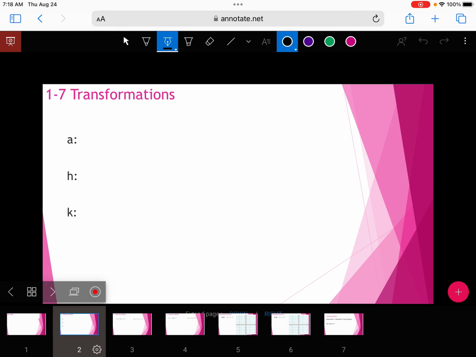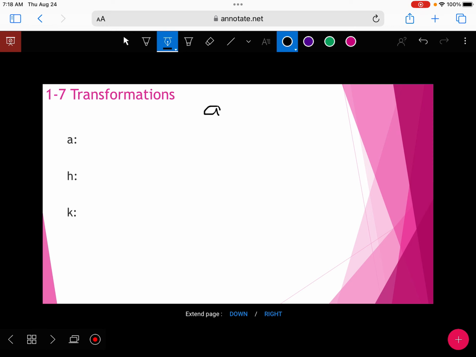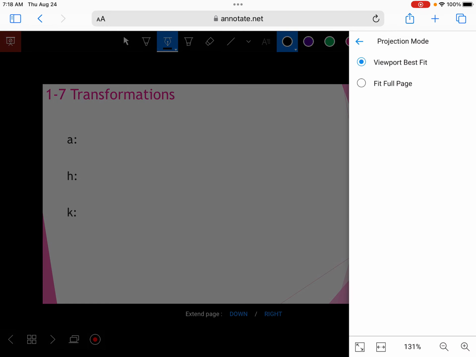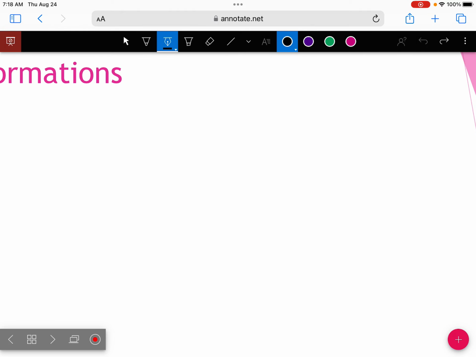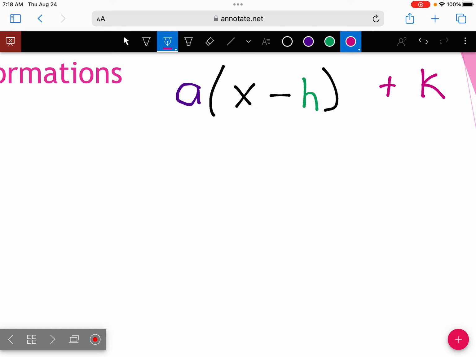We're going to look at something called a transformation form. Oh, that handwriting is terrible. Hang on, we're going to lock this. So our transformation form is going to be A times something that has our x in it, H gets subtracted from x, and K is added on the end.